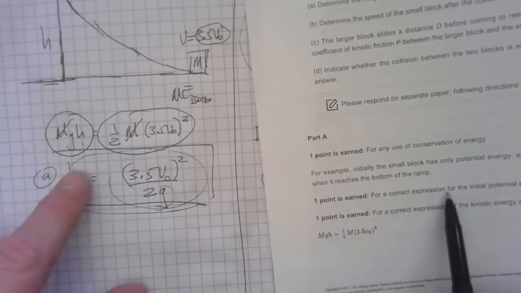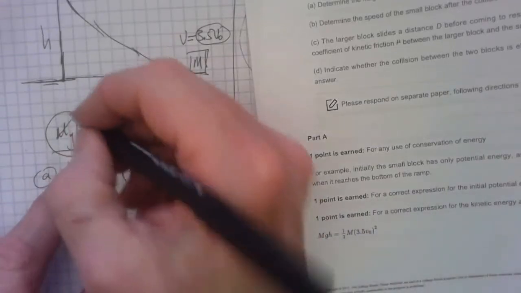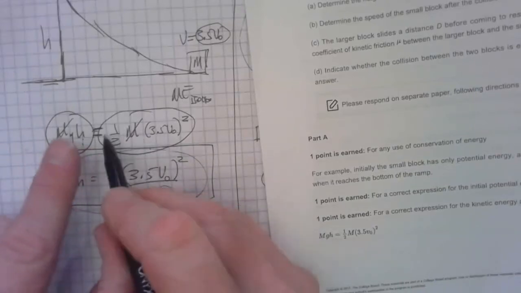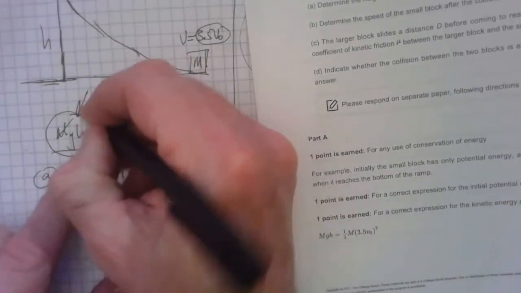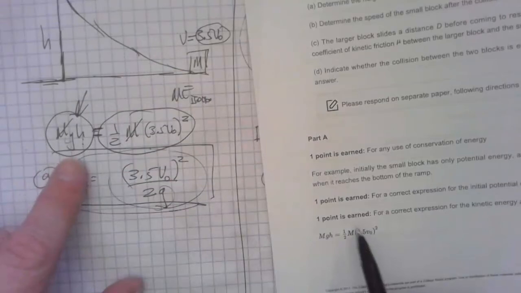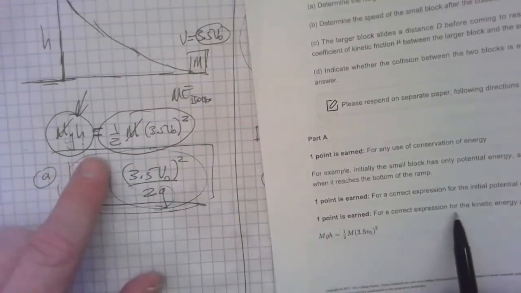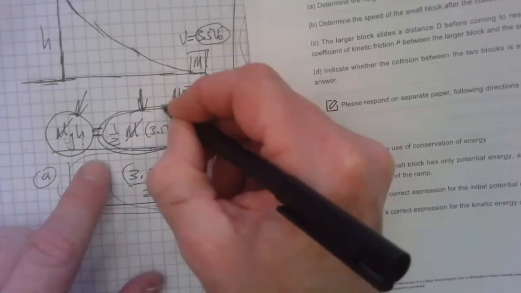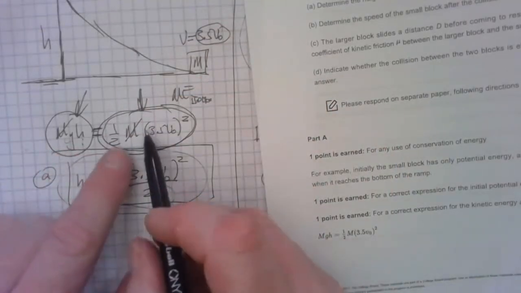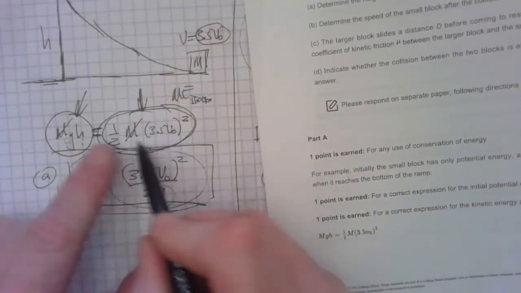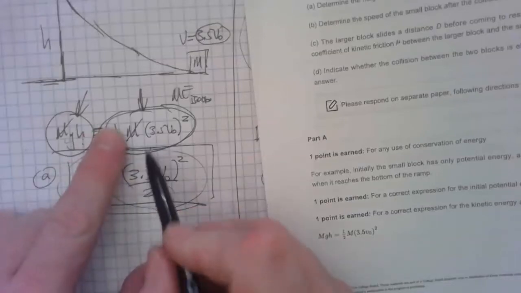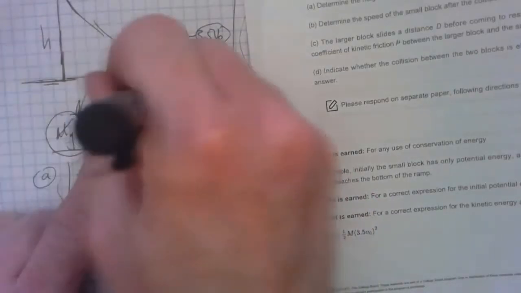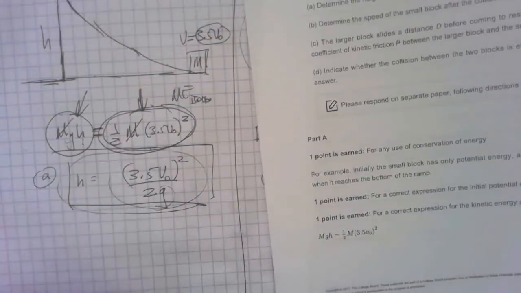One point is earned for a correct expression for the initial potential energy. So not only do I get points for showing that the potential is equal to the kinetic at the end, I get a point for this being correct, mgh. One point is earned for a correct expression for the kinetic energy at the bottom of the ramp. I get a point for that. Conceivably, I could do something goofy, like forget the half in this, but if I was clear that this was kinetic energy and this is potential, I could get the point for setting them equal.